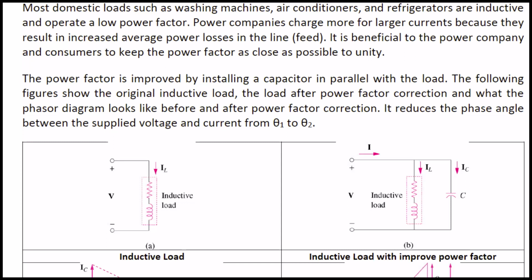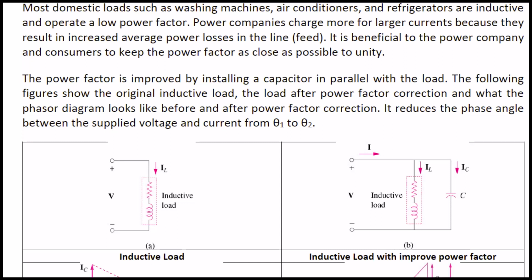So power companies will charge more for larger currents because they result in increased average power loss in the line or the feed. Therefore, it is beneficial for a power company to have consumers increase the power factor, getting it as close as possible to unity to be the most efficient for delivering power.